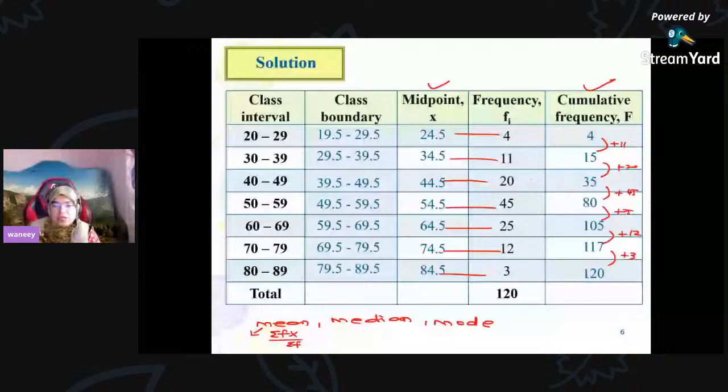So I guess to make it easier, it will be easier if I calculate the value for you first. Then you can easily calculate them on your own. Okay, so the value for summation for fx is 6580, divided with the total frequency 120. So simplify them. So the mean is 54.83. So this is how we calculate the mean.